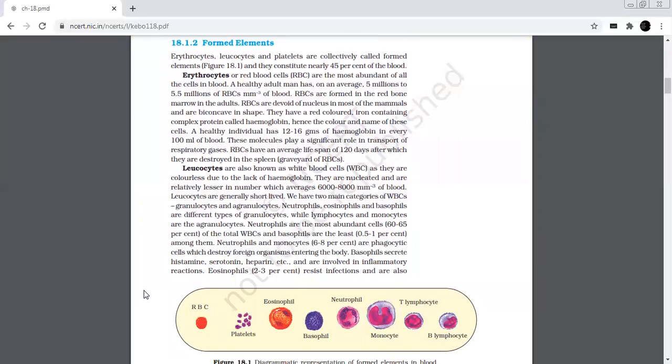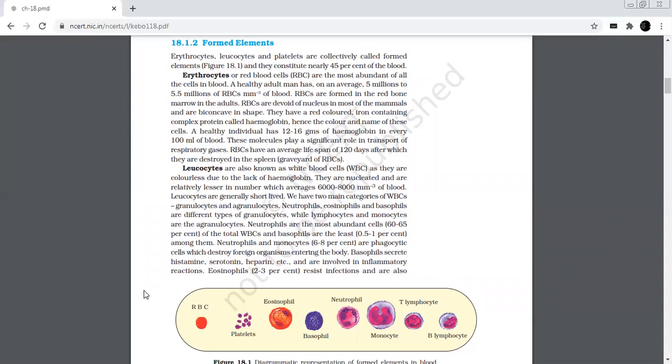Then there are leukocytes, white blood cells. They are known to be the most active and motile constituent of blood as well as lymph. They do not possess the red color pigment, that is hemoglobin, so they are colorless. They are nucleated and are generally short-lived. The number of WBCs is relatively lesser than RBCs. They move in amoeboid fashion. They can squeeze through capillary walls and move to the site of action.